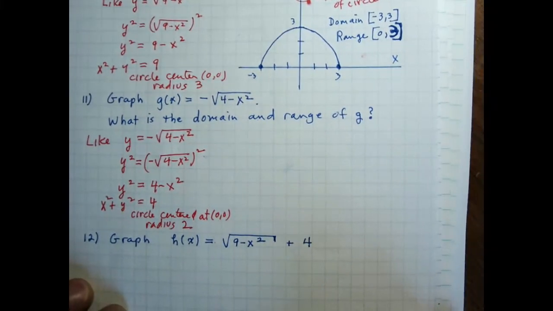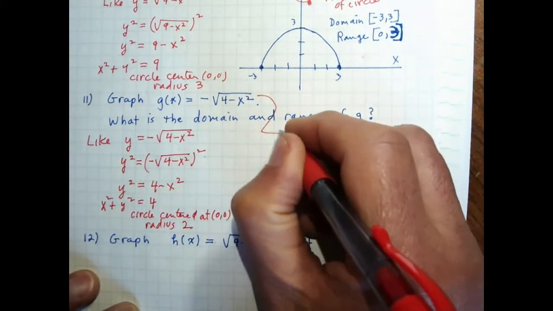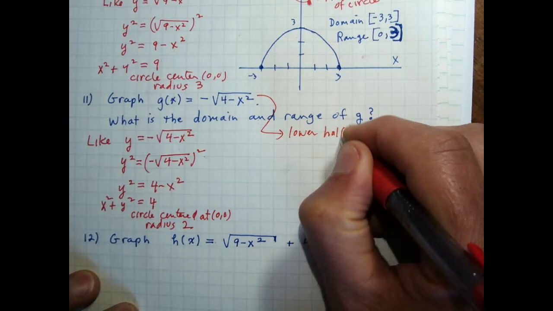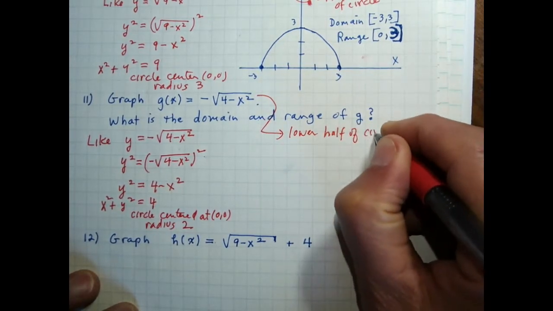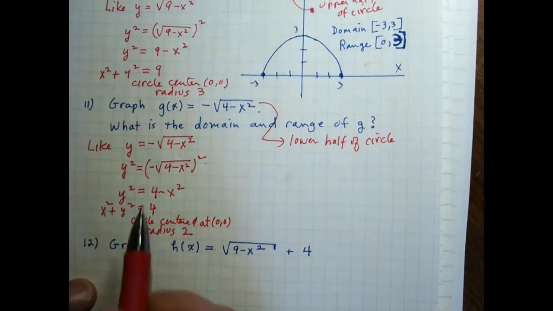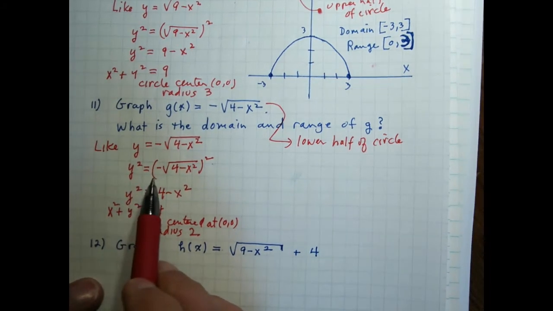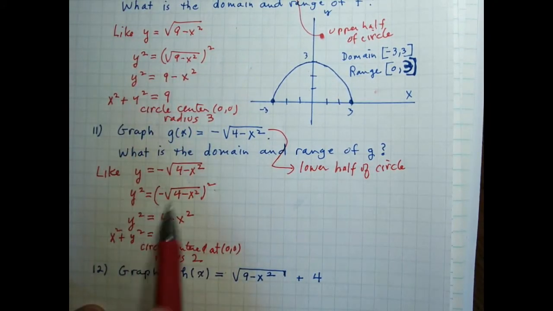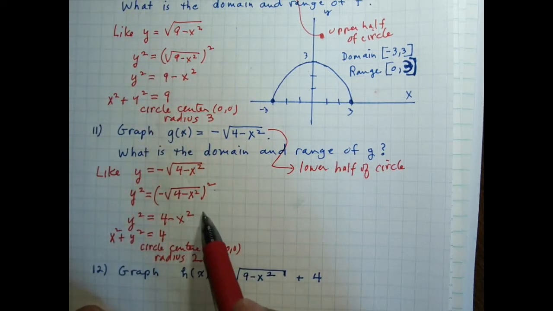Now, the difference, though, is this function g is just the lower half of the circle. So when we write the equation in x and y and square both sides, what happens is squaring both sides changes the equation, changes the information.